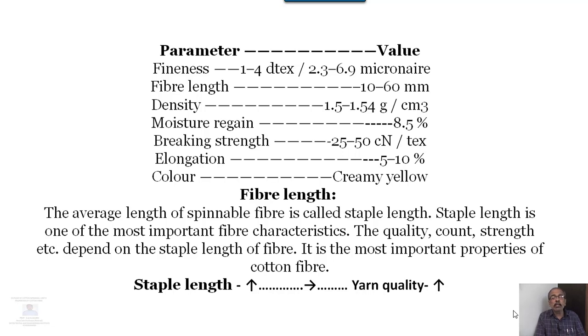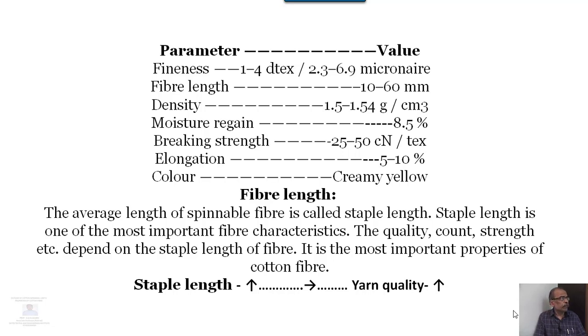The average length of the spinnable fiber is called staple length. Normally the term staple length comes from hand stapling. Earlier the graders used to go into the farm, into the field, and pluck some fiber material from the bolls, and then they used to measure the average length of the fibers after successive doubling and drafting by hand, and then the length was estimated.